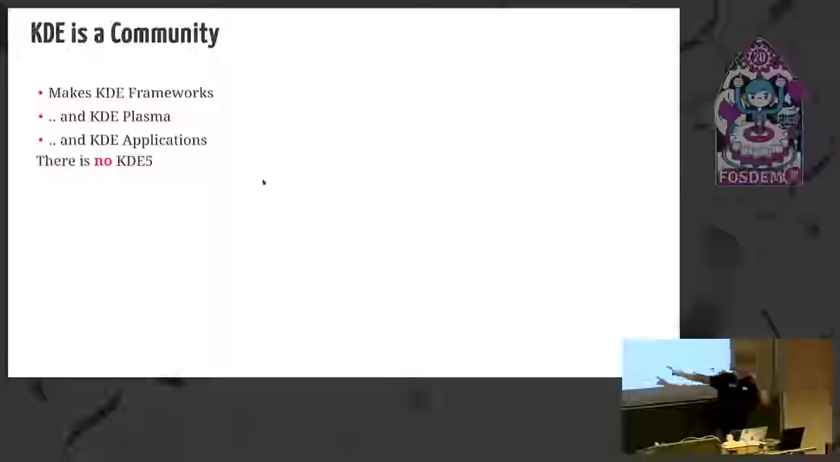There is no KDE 5. Except in ports, because it had to have a name, and the previous one was called KDE 4, and ports numbering is complicated, so that's why it's called this way. But the software we install is called KDE Frameworks, KDE Plasma, and KDE Applications. And then you run GNOME applications on top of that, because some of them are really good, like Glimpse.